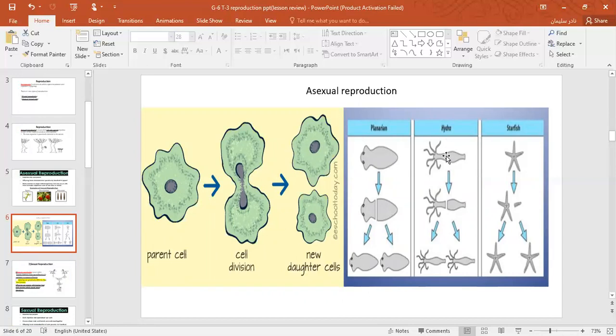Hydra also here, then the result is two hydra that are the same as the parent, genetically identical to the parent. Starfish also reproduces asexually. Here, look, a small part will grow into a new complete starfish. This is what asexual reproduction means. One parent produces a new organism or organisms that are genetically identical to their parent. They take the same DNA. Okay, so all characteristics will be the same.